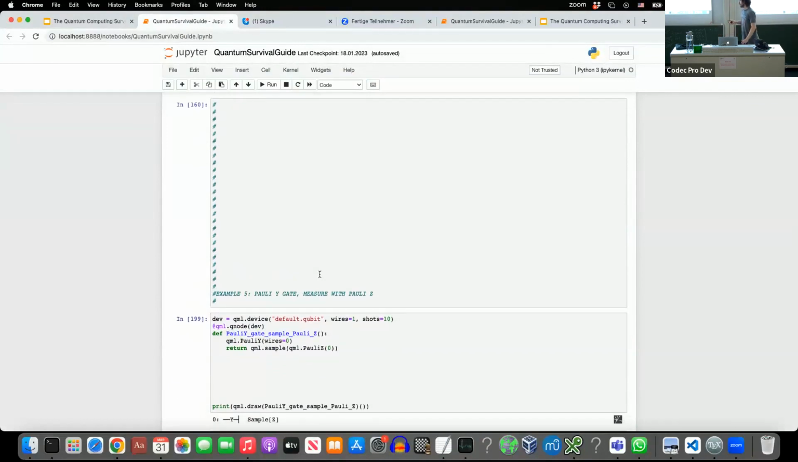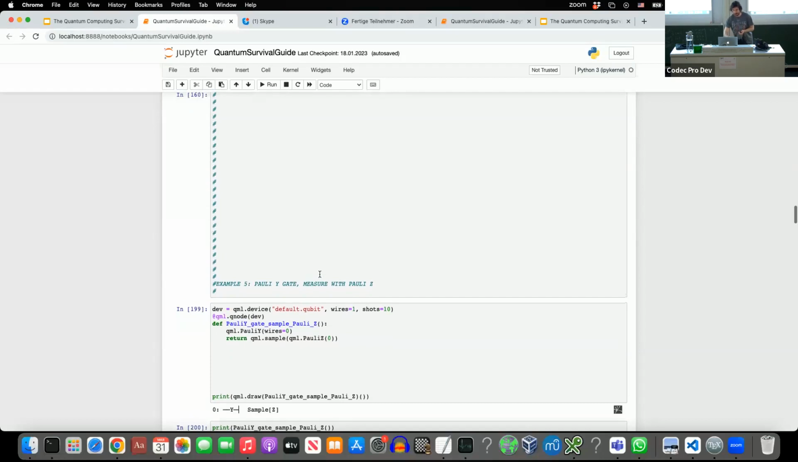So here at the bottom, we have the circuit that I just described. The only thing that should be novel about this circuit is that we are applying this Pauli Y matrix here in the middle. I'm specifying that it's being applied to wire 0, so our only qubit. You can see that when I draw the circuit diagram here at the bottom, it is as we expect. We are passing it through this Y, and then we are finally sampling with the Pauli Z matrix.